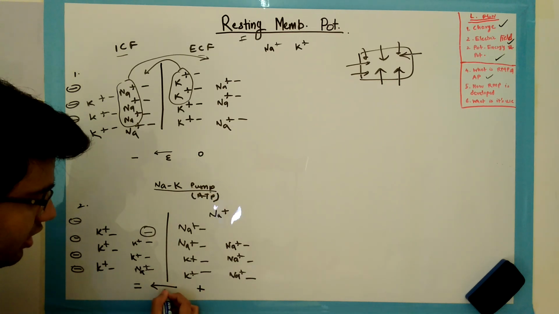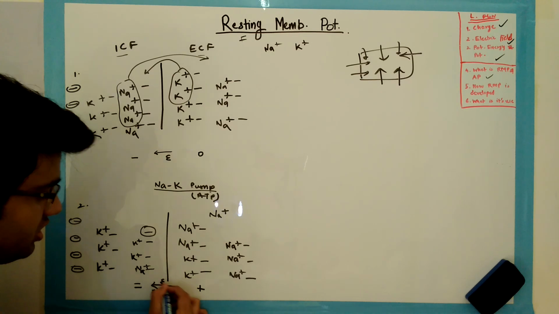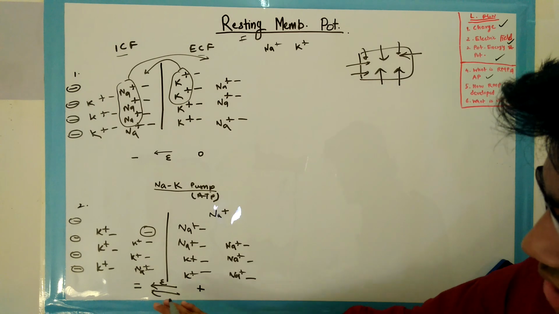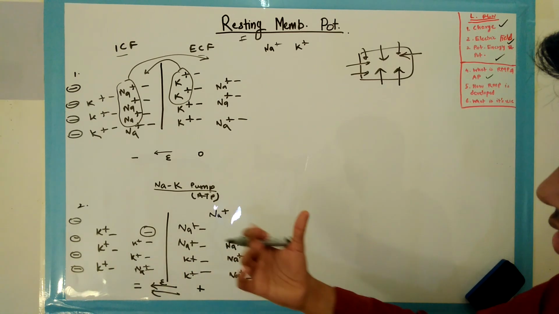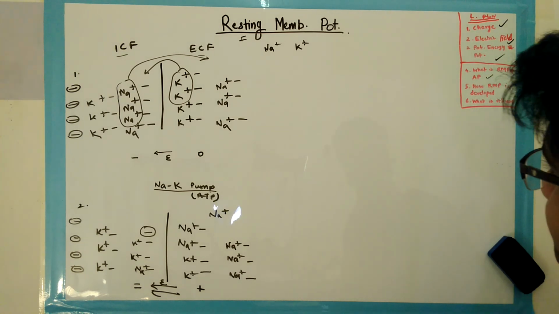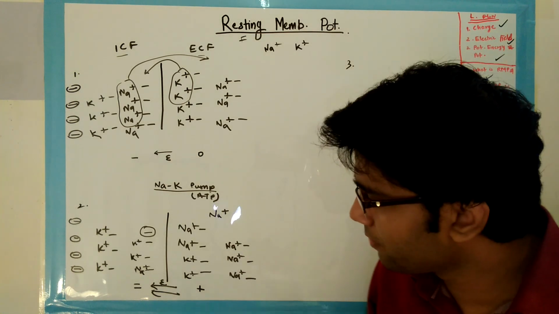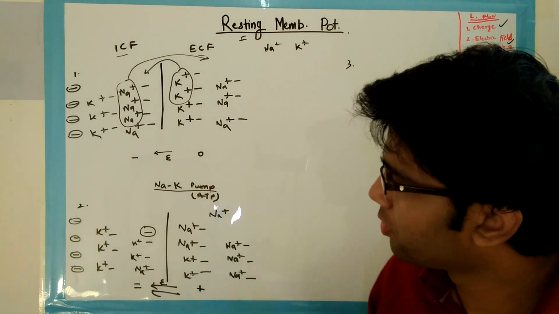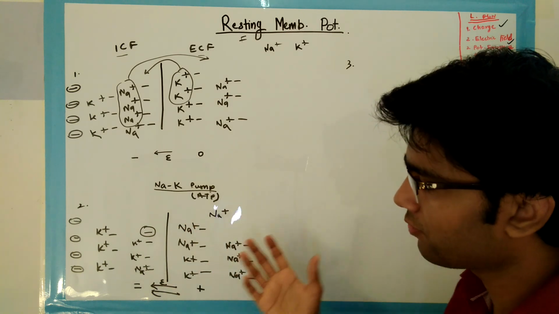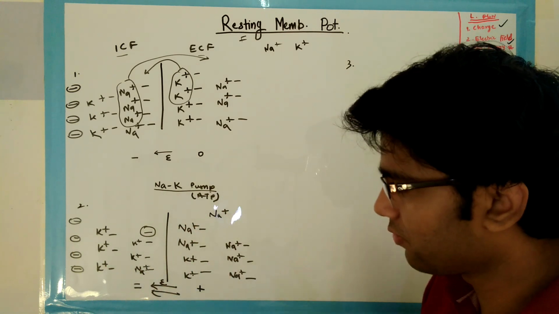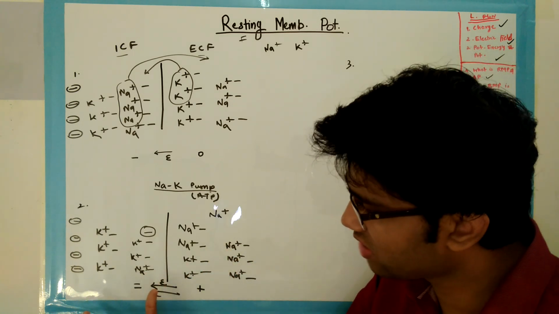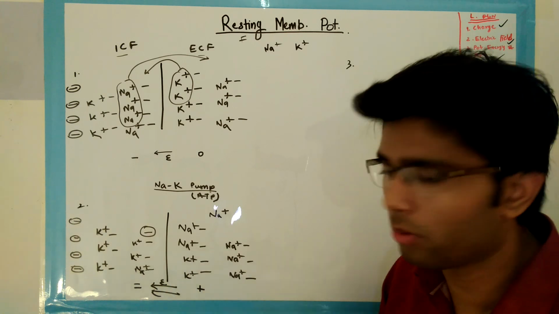So this electric field will further strengthen in this direction. But still, it's not finished. There is one last step to further strengthen the electric field in this direction. Now here, as you can see, since this NaK pump is pushing a lot of sodium ions outside and a lot of potassium ions inside, therefore on the outside there will be more concentration of sodium ions, and on the inside there will be more concentration of potassium ions.